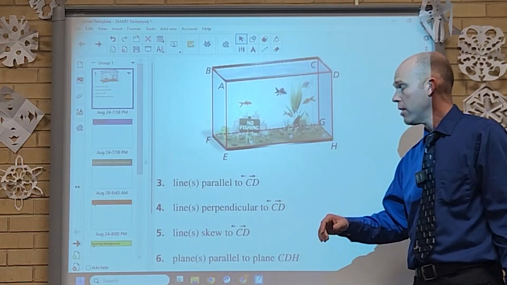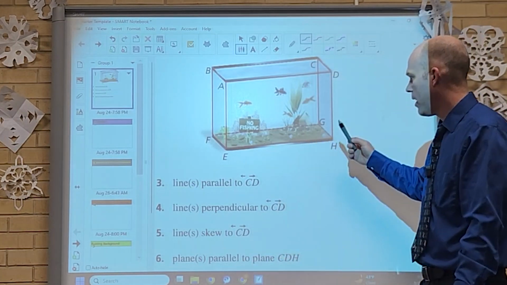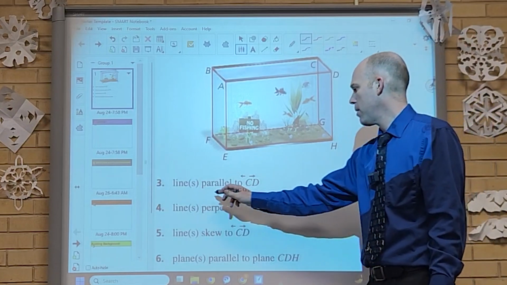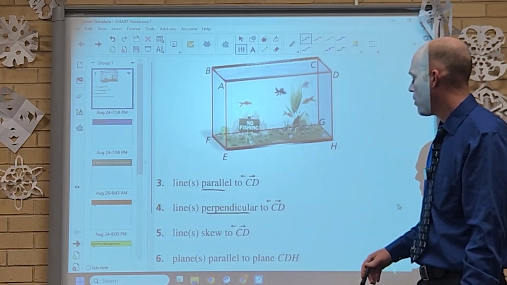Now we're going to take a second to talk about this picture right here. This is a picture of a fish tank, and we've got a few questions right here where we say parallel lines, perpendicular lines, and we've got some different plane questions here.